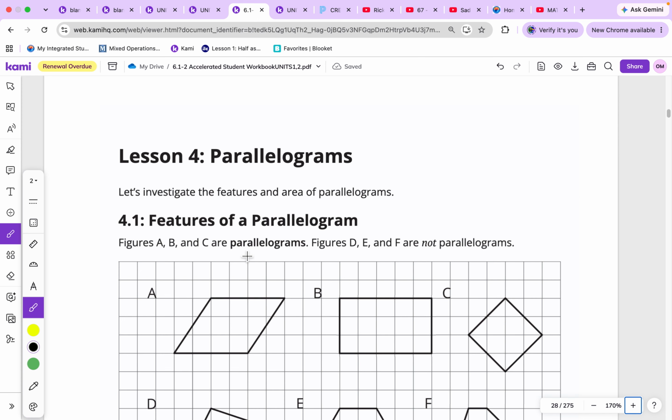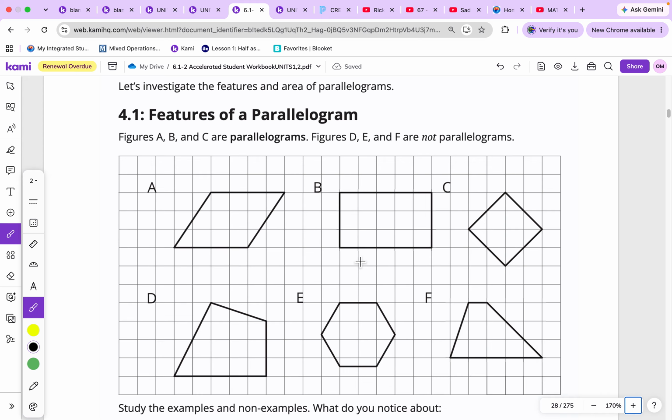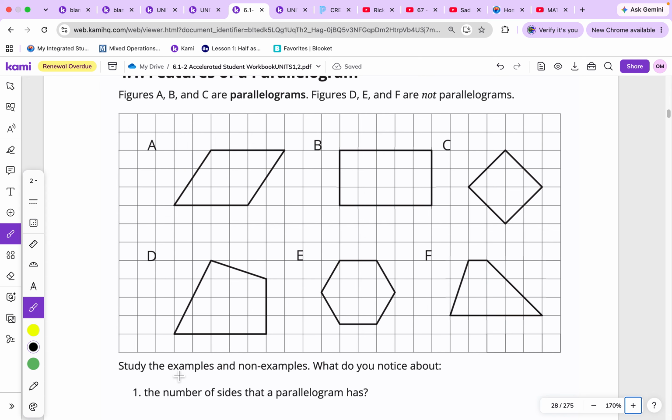Figures A, B, and C are parallelograms. Figures D, E, and F are not parallelograms. Number one, the number of sides that a parallelogram has.